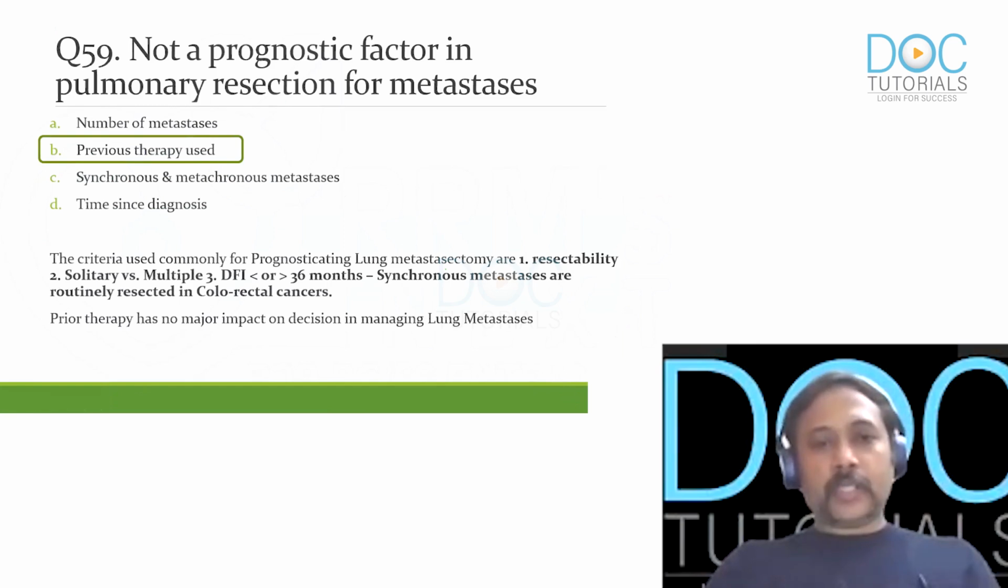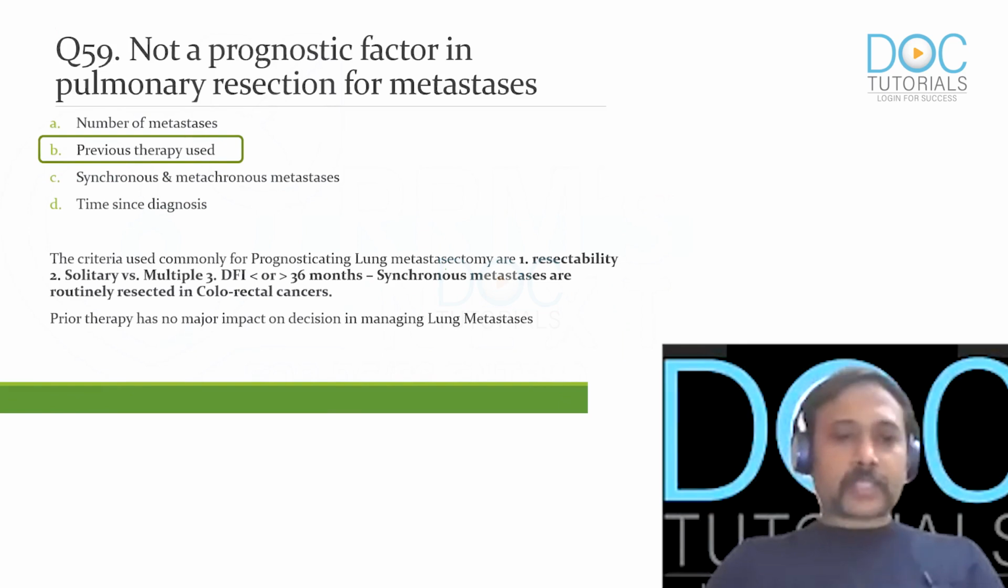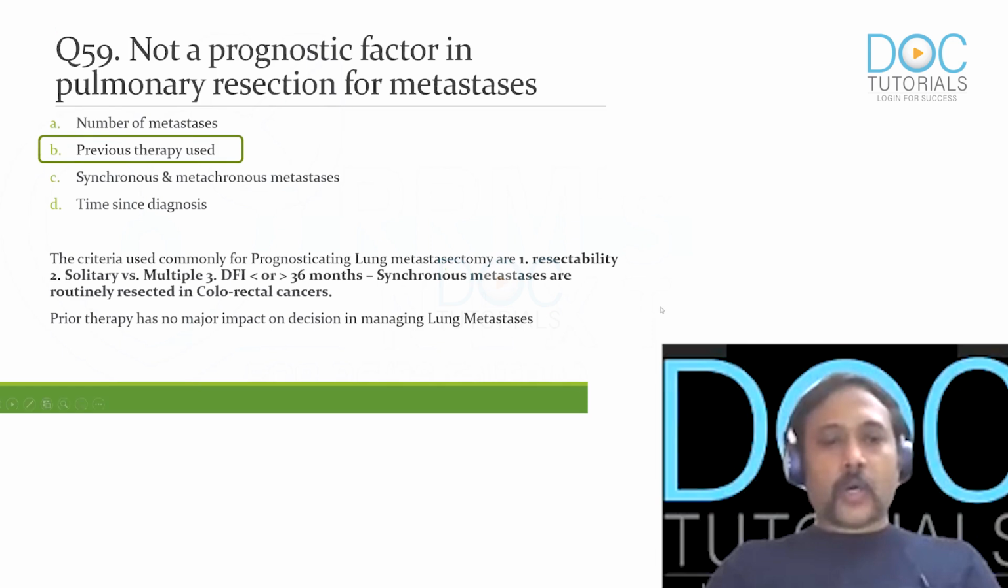One is the resectability, whether all the metastases can be resected and have an adequate pulmonary function. Then whether it is solitary or multiple metastases, then a disease-free interval of less than or more than 3 years. All these are going to be factors of prognostic significance when you're going for a resection of the lung metastasis. The previous therapy used does not have any influence on this. Even if previously extensively treated, if the metastasis is resectable, we will plan for a resection.